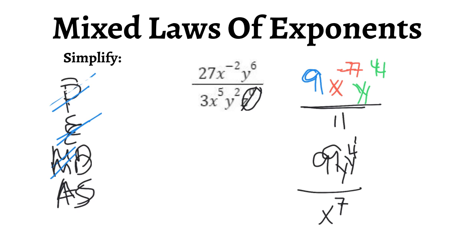We still have a 9 on top. We still have y to the 4th on top. But now I have x to the positive 7 in the denominator. And that's really it. We have no negatives. I'm done with my division properties, and there's no addition and subtraction. So we're done. Let's try another one.